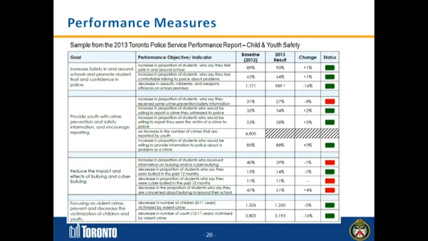You can see here that this one refers to the priority of child and youth safety, and it highlights the specific objectives and indicators and how the service did against a baseline. So we're constantly measuring our performance against priorities and the expectations of the community and then baselines that we set for ourselves.